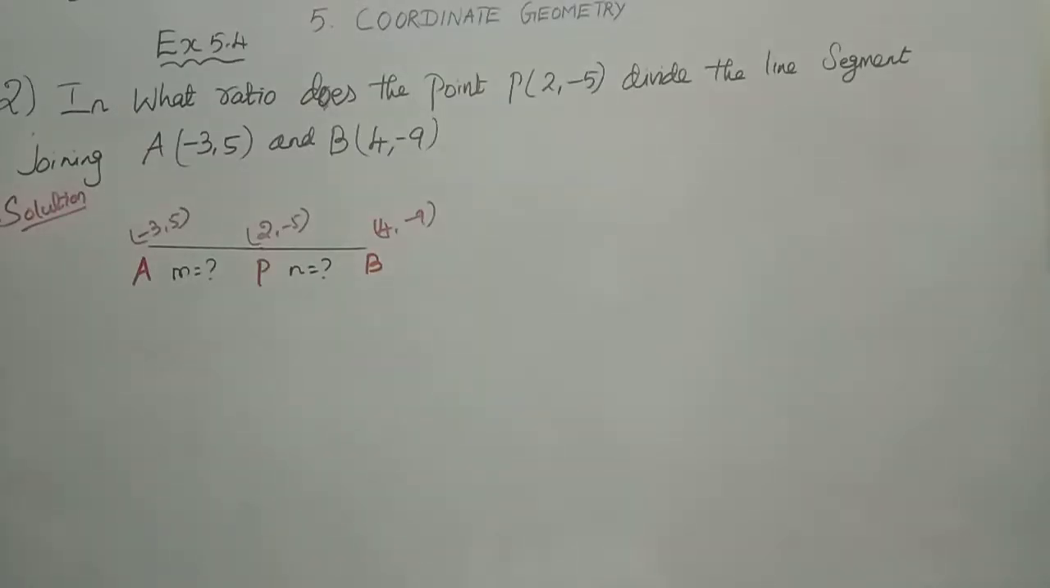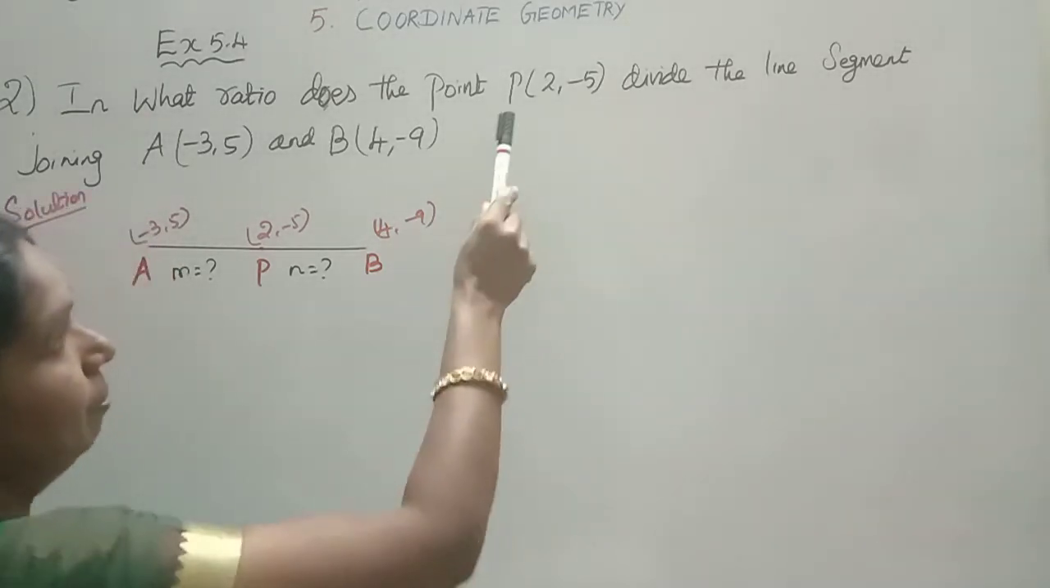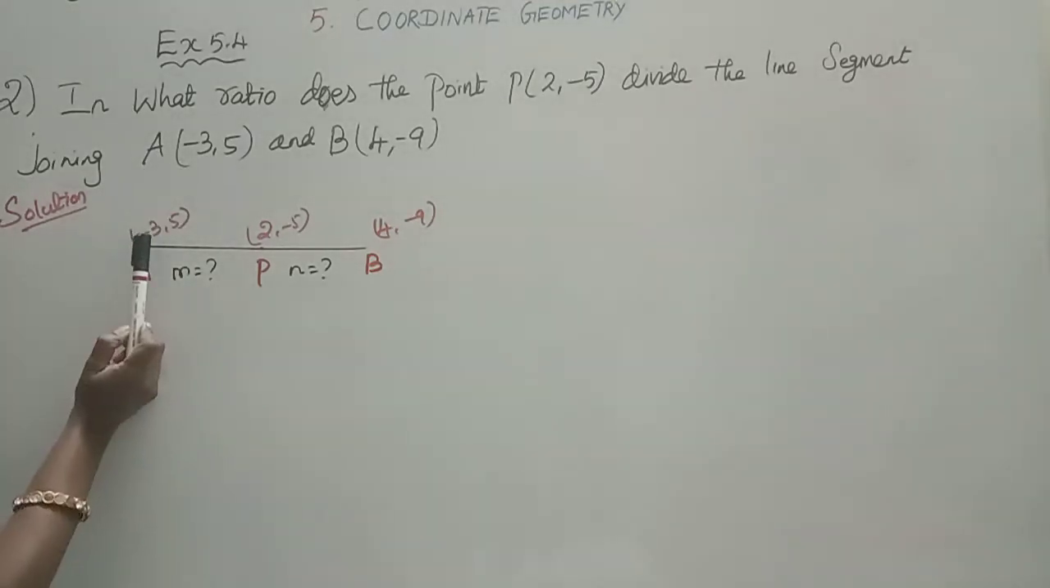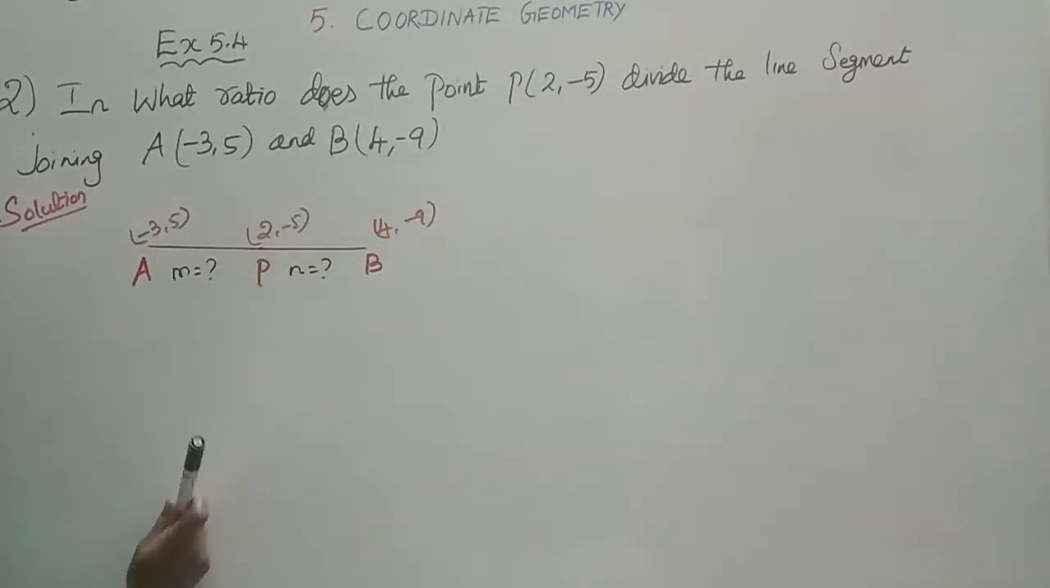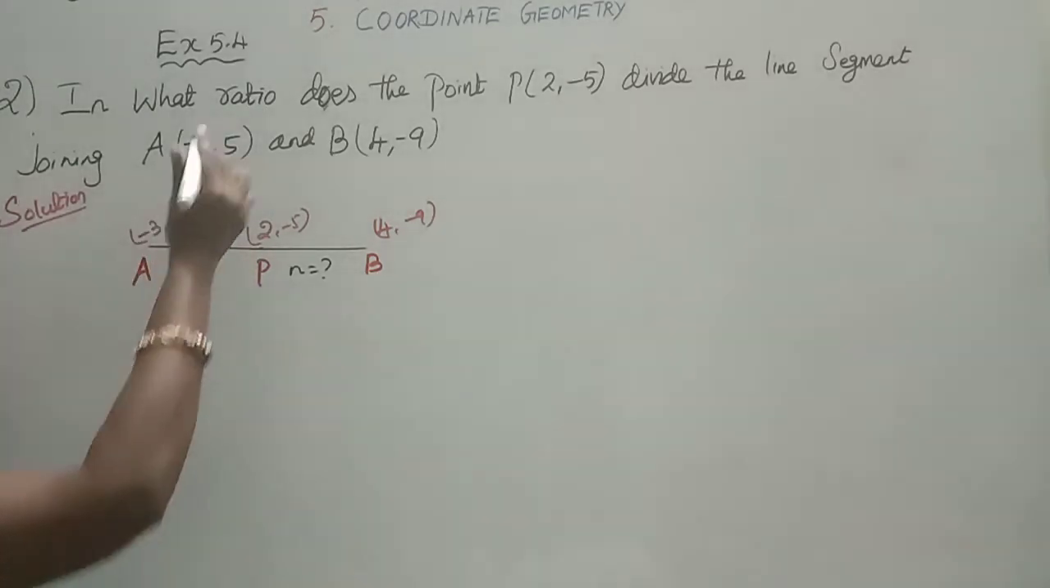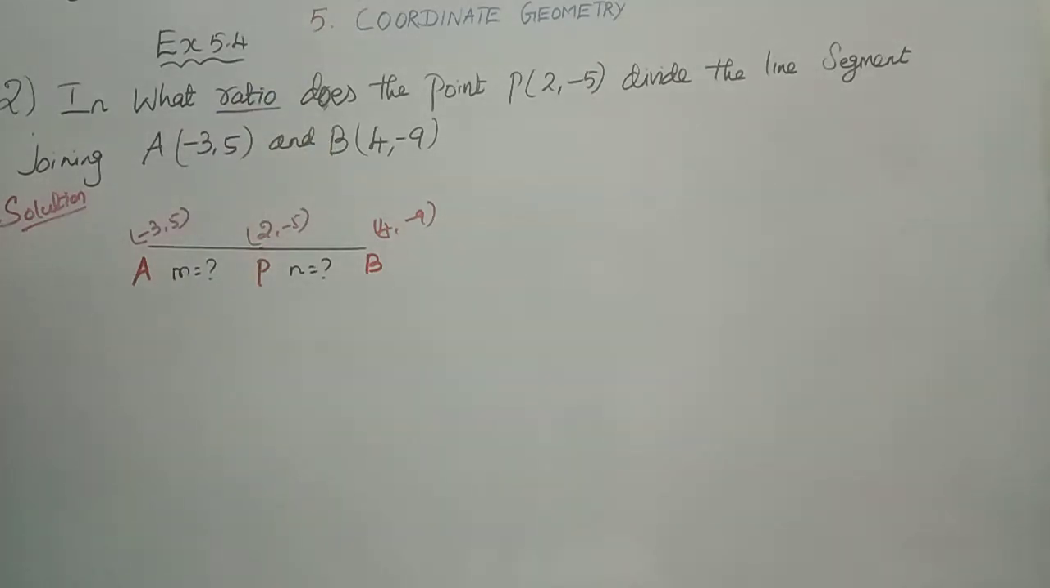Next, second sum. In what ratio does the point P of 2 comma minus 5 divide the line segment joining A of minus 3 comma 5 and B of 4 comma 9? In this sum, they are asking the ratio. In what ratio the line divides, isn't it?